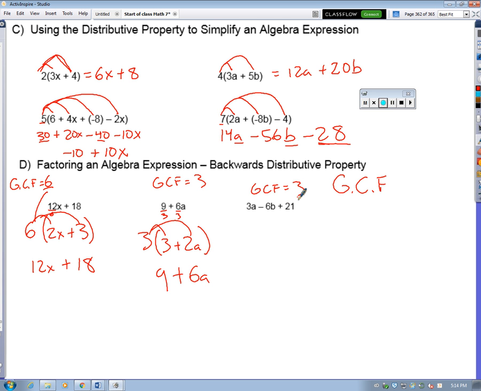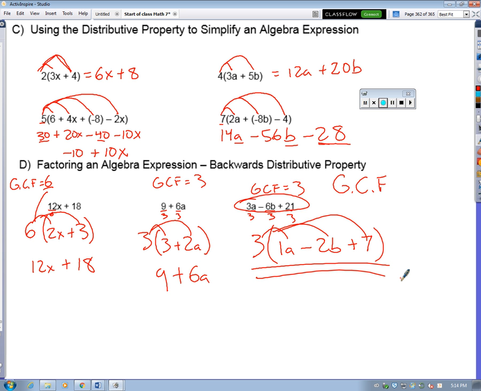Let's take our greatest common factor and put it on the outside of the parentheses. Now we're going to divide everything else by 3. See what happens. 3 divided by 3 is 1, so that gives us 1a, or just a. 6 divided by 3 is 2, so it's going to be minus 2b. 21 divided by 3 is 7. So there you go: 3 in parentheses, 1a minus 2b plus 7. And again, I could do the distributive property again, drop the 3 on all that stuff, and it's going to take me right back to that. So there we go.